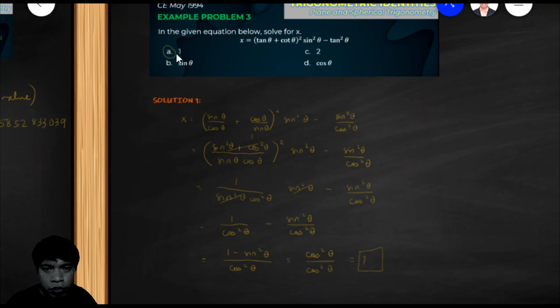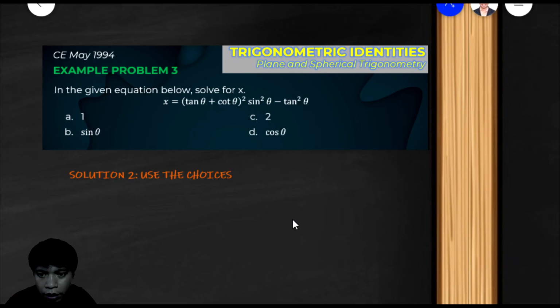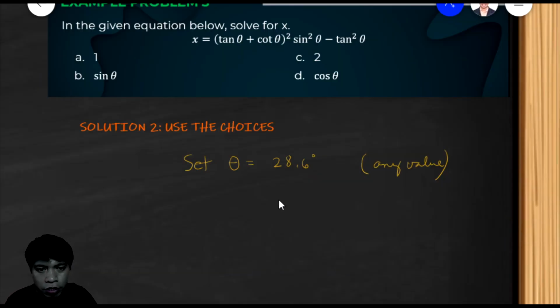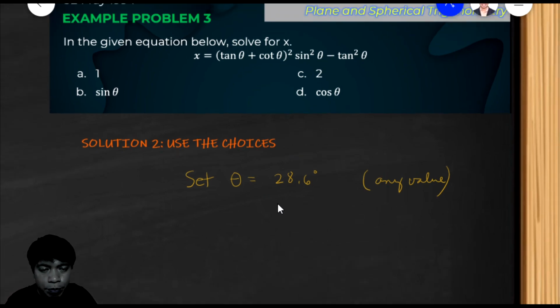Okay, so let's solve it now with our solution 2. How will we do it? It's the same as our method earlier. What we will do is set any value for the variable, and our variable here is theta. So let's say theta is equal to 28.6. Take note that we can put any value there. All we need to do is substitute it into our equation, then see which of the choices matches.